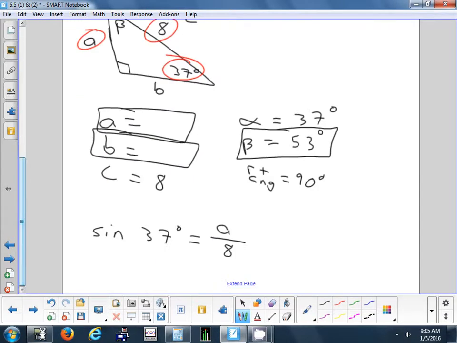All right. So my last step is I got to get rid of divide by 8. So how would I move that 8 to the other side? Multiply by 8. Okay, and we're going to type that in, but that's it. That's our answer. So side A is 8 sine 37.